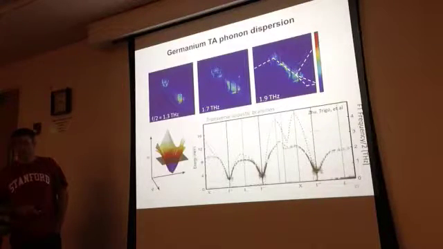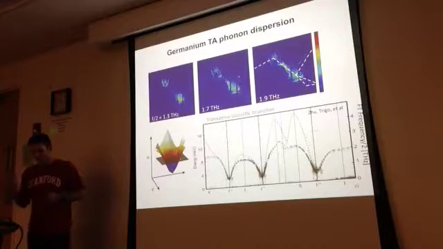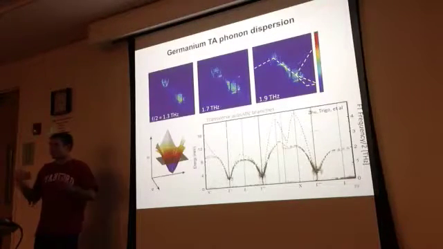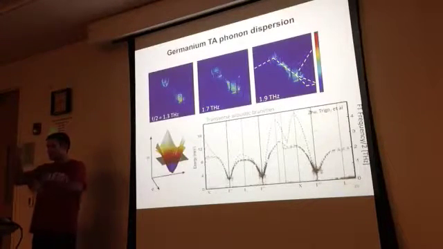Okay, so coming back to this picture, I want to point out that we're seeing a pretty clear signal all the way to the zone edge here at the L point and the X point. And if you think about this spatially, zone edge phonons correspond to the shortest wavelength that makes sense in the crystal, which is like two neighboring unit cells going in opposite directions.